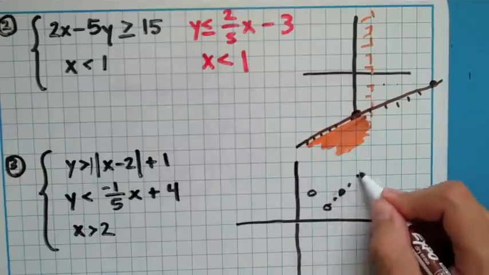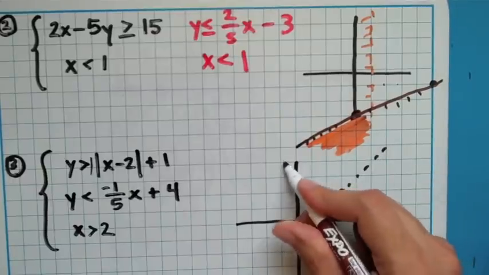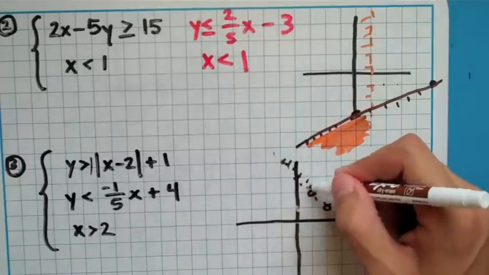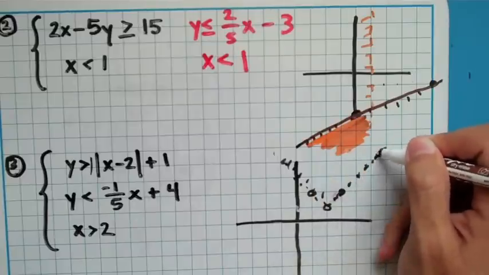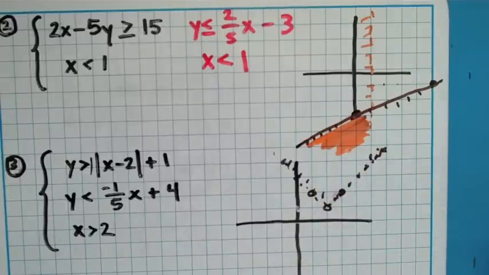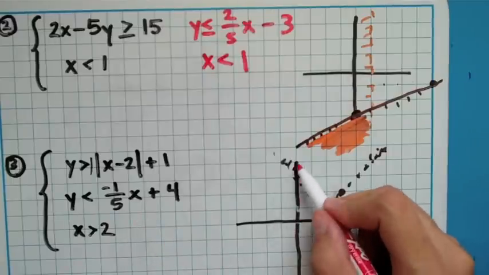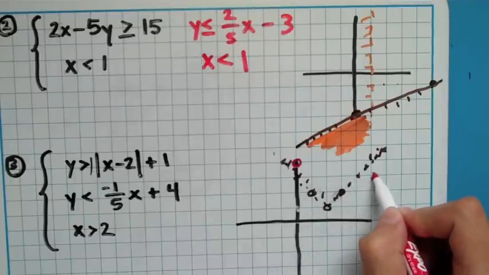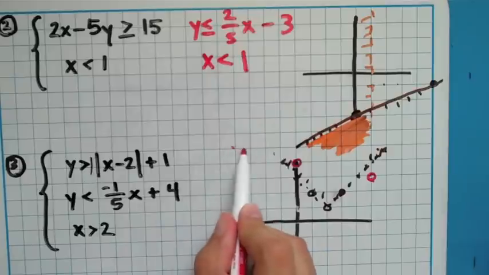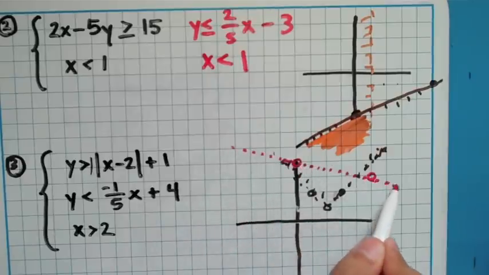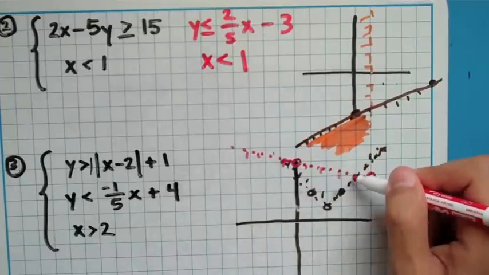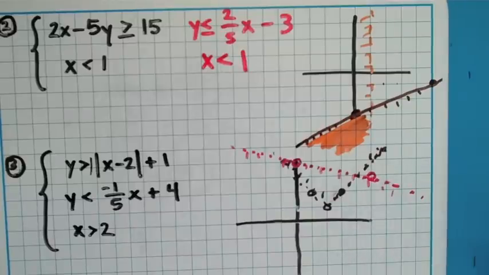I'm going to make it dotted because it's just greater than. And I need to shade above this graph. So I'm going to do on the inside right here, like that. My second one is a line. So let's see what's going on here. I'm going to start out at 4. I'm going to go down 1 over 1, 2, 3, 4, 5. And that's going to be a dotted line as well. I want to shade below that guy. So I want to be above the brown but below the red.